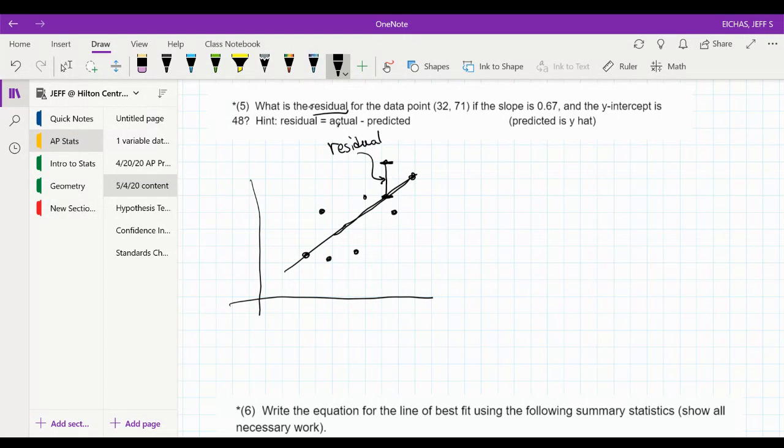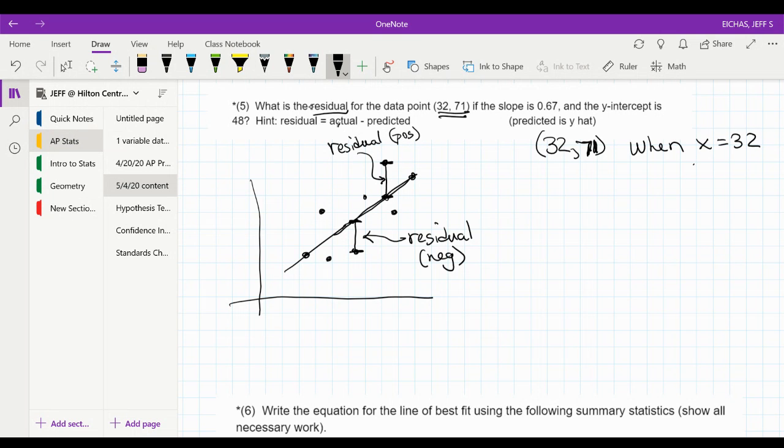Now, a little bit tricky. When the point is above the line, it should be a positive residual. When the point is below the line, it should be a residual that is negative. Make sure that you comprehend that. Now, this is a data point that is an actual piece of data. So (32, 71) means there was actually a data point when x was 32. There was an actual data point of y is 71, not the prediction, the actual.